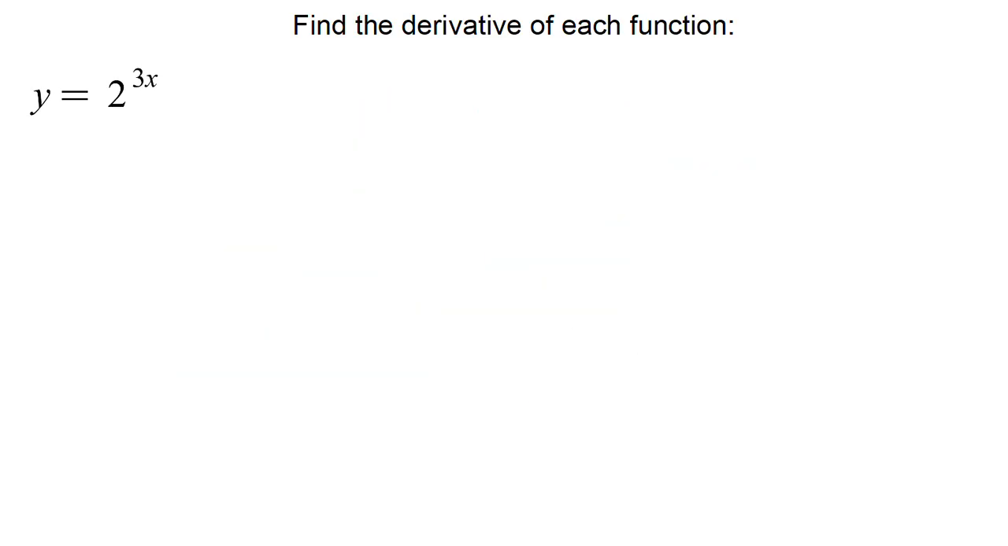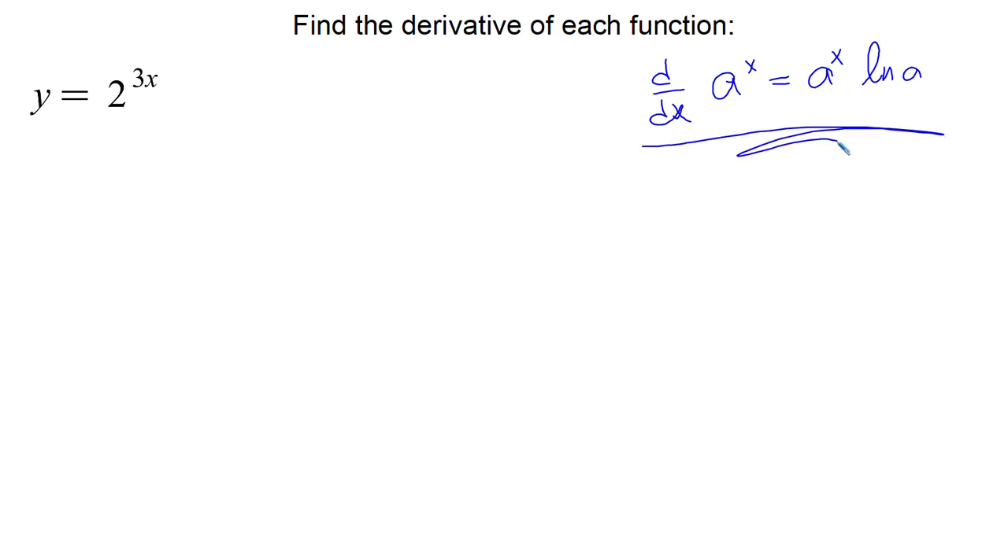And for the rest of these, we're going to have a different rule, not just the e to the u, but we're going to have a to the u. So we want to remember that, if we have a to the x, the derivative of a to the x is a to the x times the natural log of a. This is the base rule that we're going to be using for each of these. But of course, these are all going to be chain rule applications.